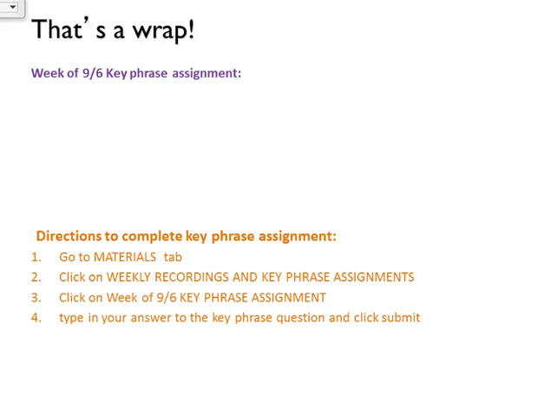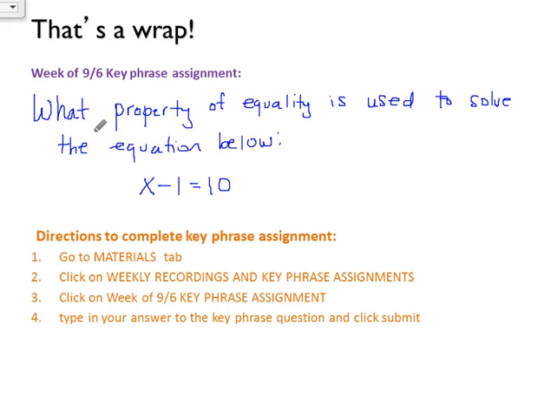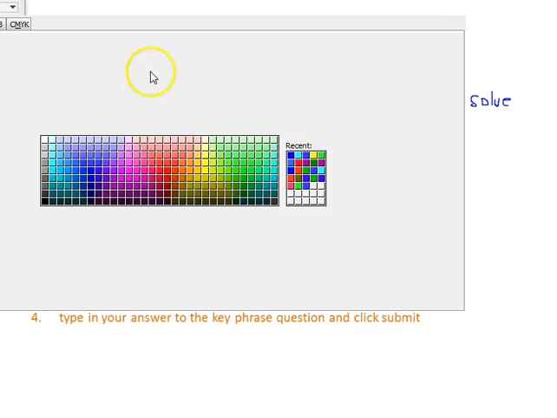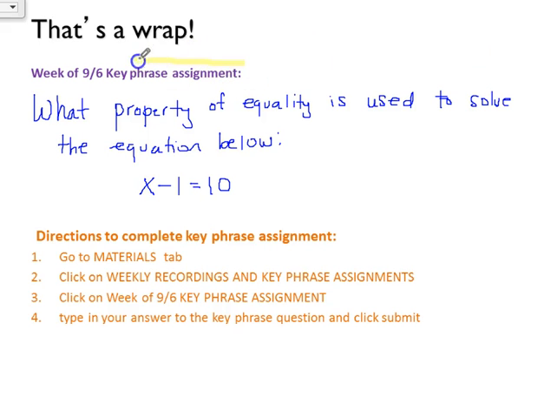All right. It is time for the key phrase assignment. Remember, this is the week of September 6th recording, so the date of the key phrase assignment needs to be the same. You need to complete the week of 9/6, September 6th key phrase assignment. Those dates need to be the same. The question you're going to answer is about what we've been talking about in this recording. So please make sure you took good notes and watch this recording so that you know how to answer this.